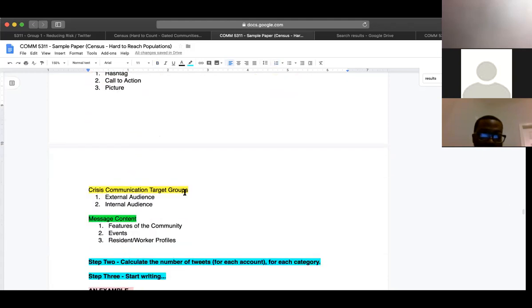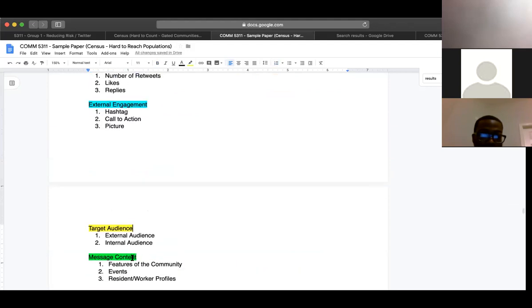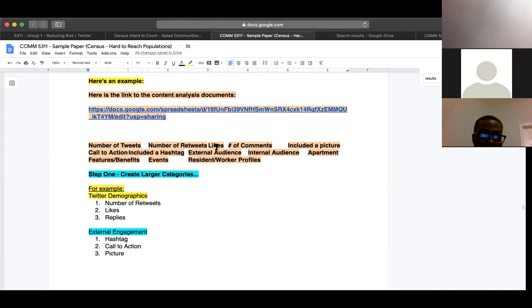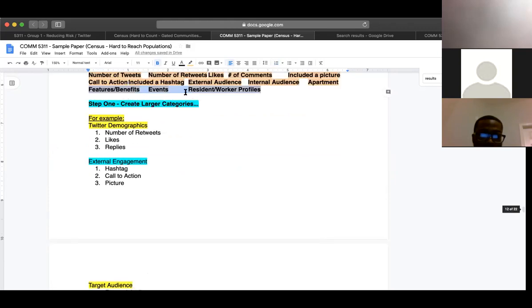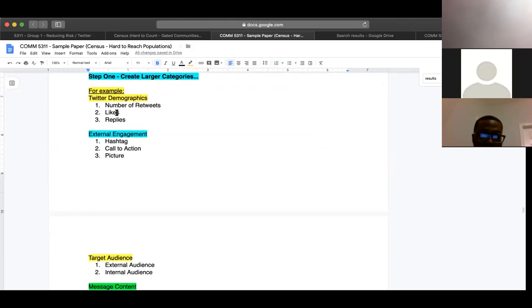Same thing, and right here it says crisis communication target groups. That's not it, but I think we have target audience. And then this one was message content. So that is residents, or the resident worker profiles, events, and then features of the community. And so those are up here, like right there. So you make them digestible. This is raw information up here in orange, and you make it more digestible by grouping it together. Okay. So each of these groups is going to become your table.